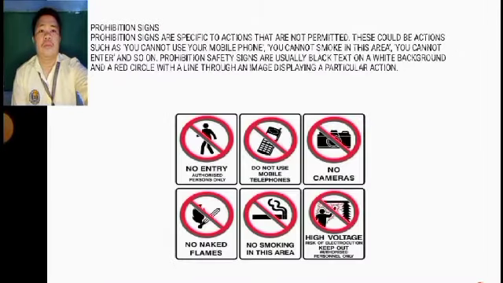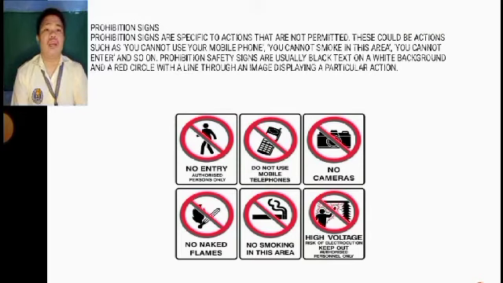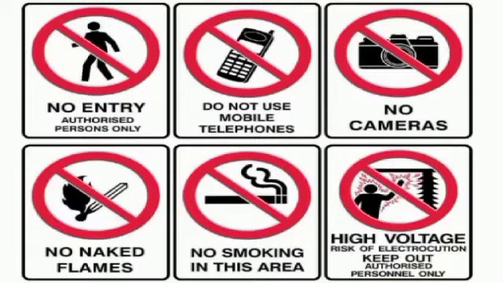Number two, prohibition signs. Prohibition signs are specific to actions that are not permitted. This could be actions such as you cannot use your mobile phone, you cannot smoke in this area, you cannot enter, and so on. Prohibition safety signs are usually black text on a white background and a red circle with a line through an image displaying a particular action.